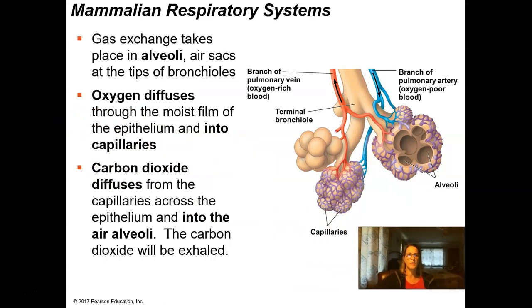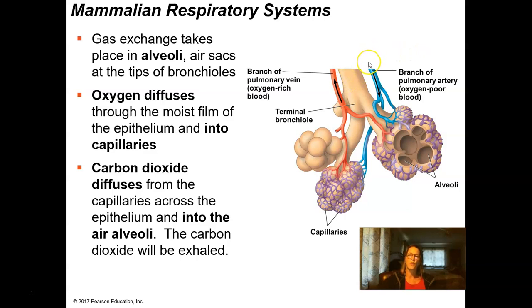So to talk about that in a little bit more detail, again, the gas exchange takes place in the alveoli, which are at the very tip of the bronchioles. The oxygen diffuses through the epithelium of the alveoli into the capillaries, and carbon dioxide diffuses from the capillaries across this epithelium of the alveoli into the spaces. And then that carbon dioxide is going to be exhaled when you breathe out.